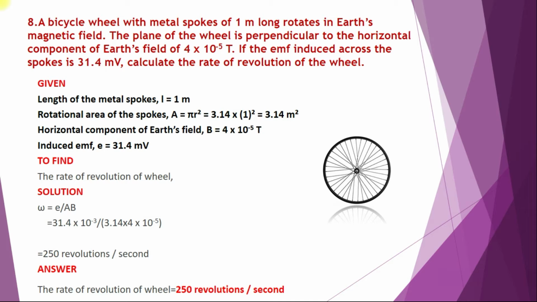The horizontal component of Earth's magnetic field is given as B is equal to 4 into 10 power minus 5 Tesla. The induced EMF E is equal to 31.4 millivolt. We are supposed to find the rate of revolution of the wheel. So we know the formula omega is equal to E divided by AB. Substitute the values of E, A and B from the data given. So the equation becomes 31.4 into 10 power minus 3 divided by 3.14 into 4 into 10 power minus 5, which is equal to 250 revolutions per second. So the answer is the rate of revolution of the wheel is equal to 250 revolutions per second.